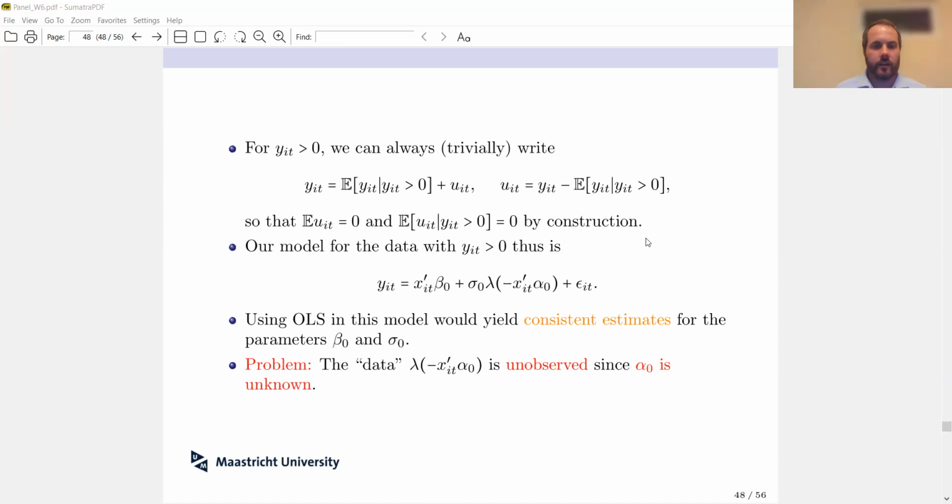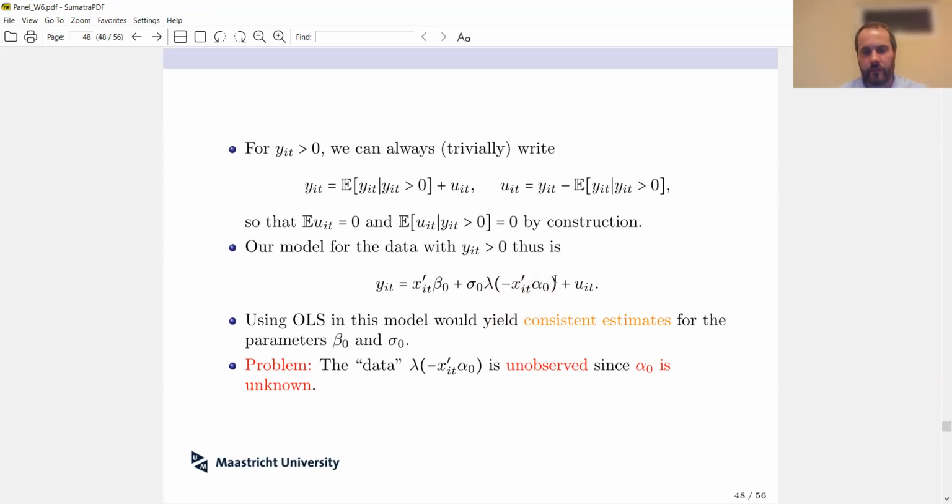Okay, let's run this. Now, in this model, running OLS on only the positive data points would actually give you consistent estimates, because this is now simply a parameter, and this acts as if it was just a different data point. Think of this as xit, and this would be some xit star, some variable. Now, the problem is, of course, that this depends on unobserved parameters, like alpha 0, which is unknown to us. Therefore, this whole thing here is unknown to us.